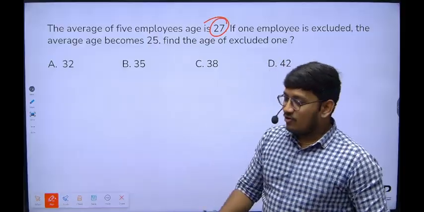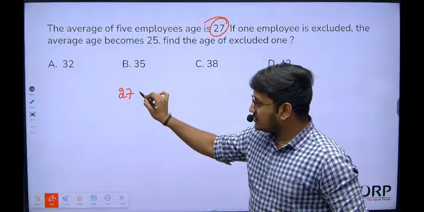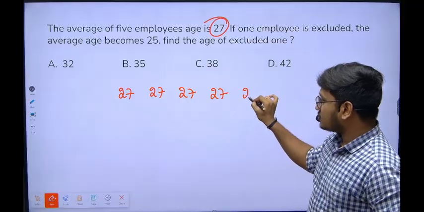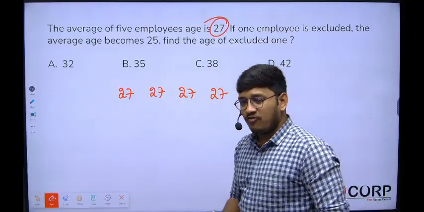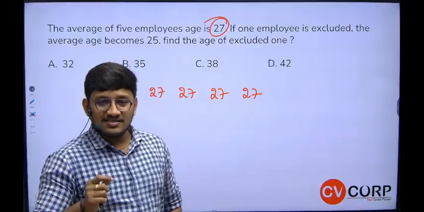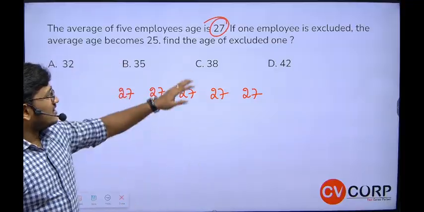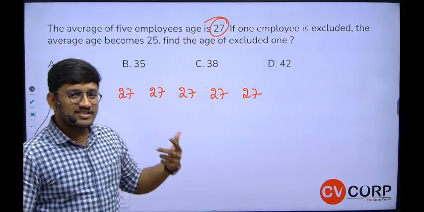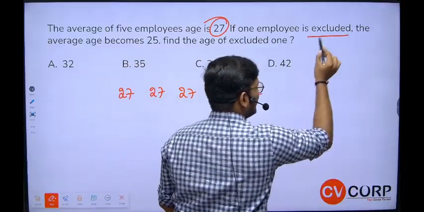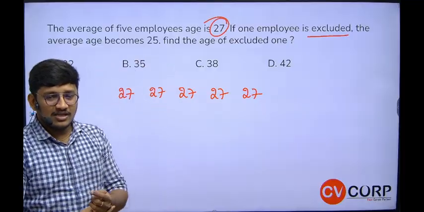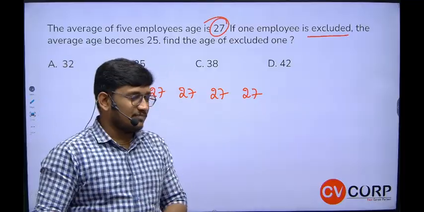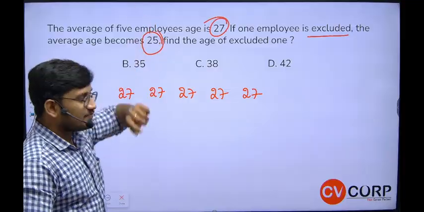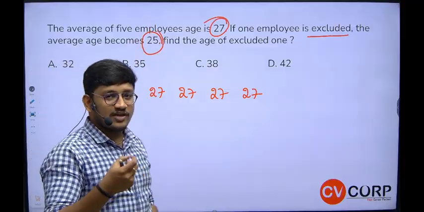Now as I said, each employee is having 27 chocolates, right? First person, second, third, fourth and fifth person. All 5 employees, each person is having 27 chocolates. That's the reason the average became 27. Now what happened is one employee is excluded. What is the meaning of excluded? Removed. So one employee left the company or was removed from the company. The average became 25. They're asking what is the age of that excluded employee.